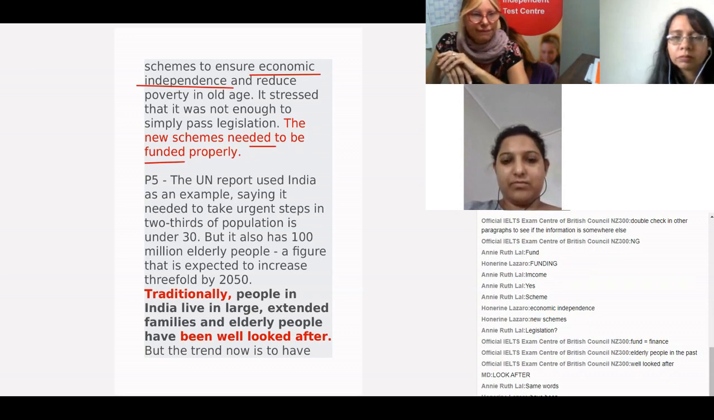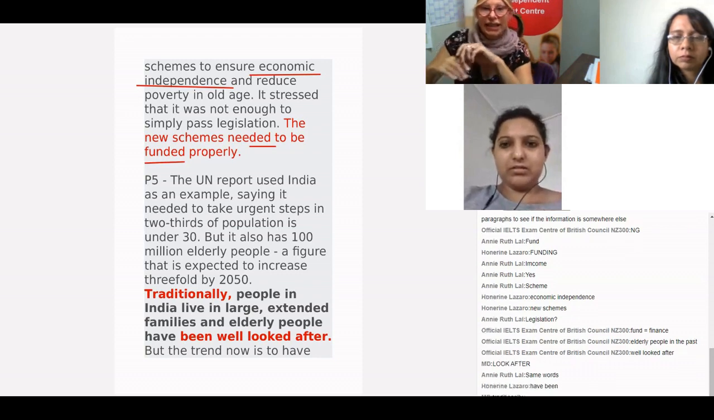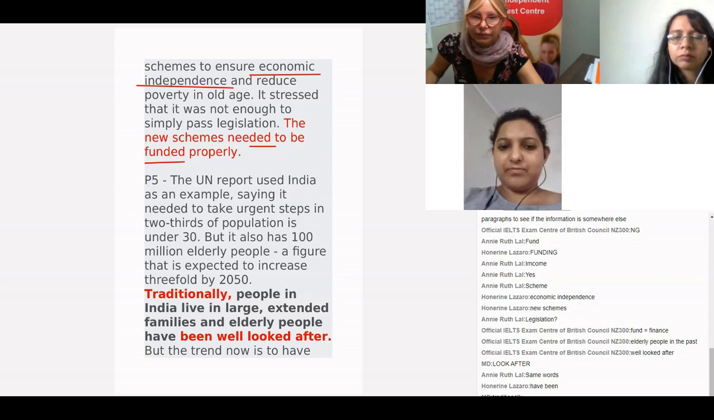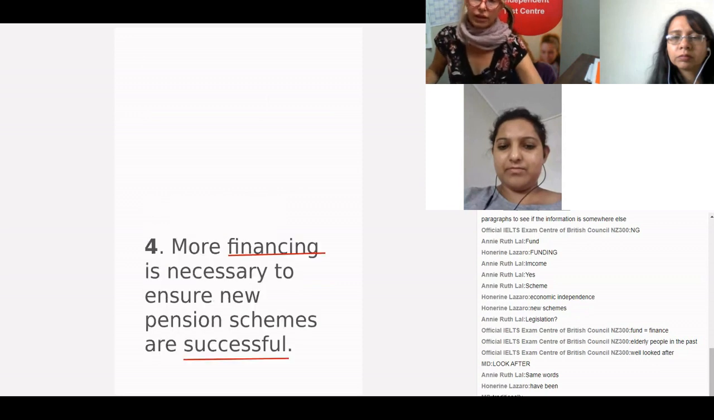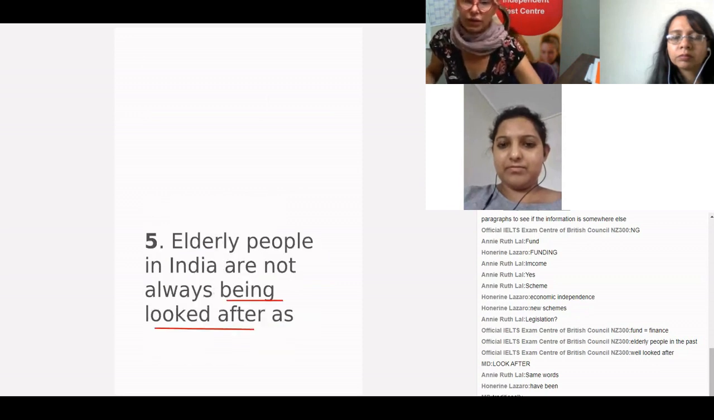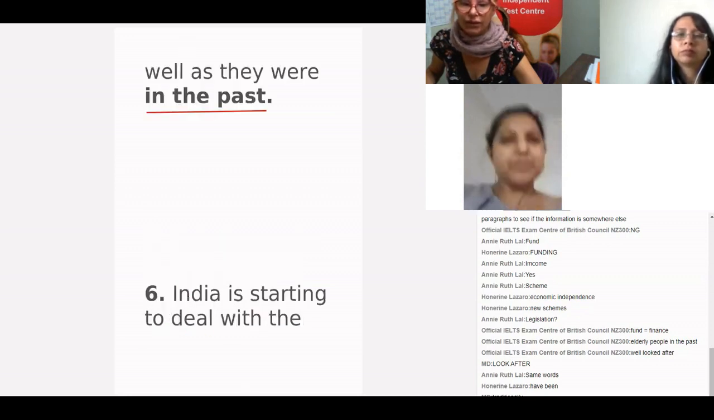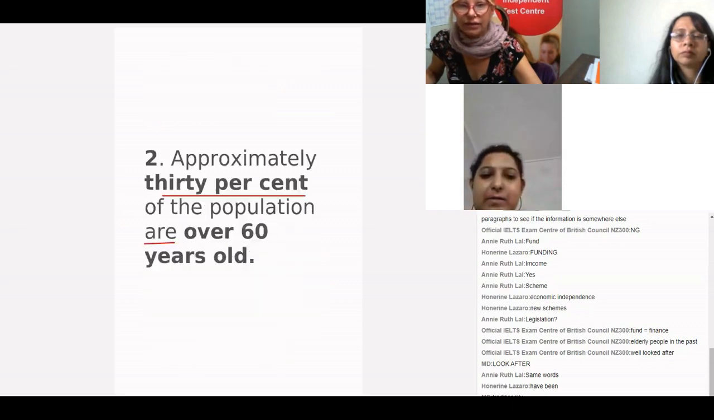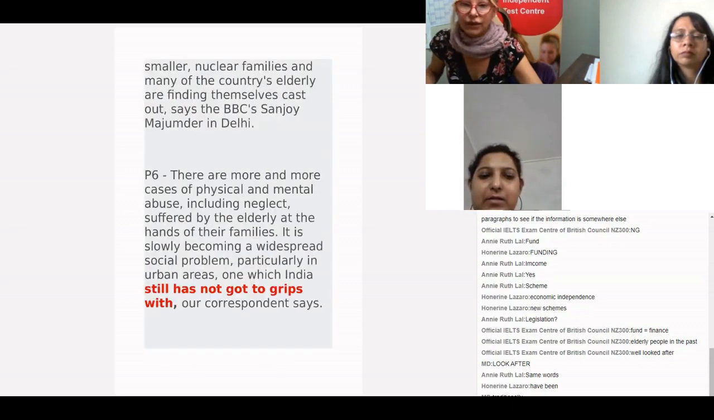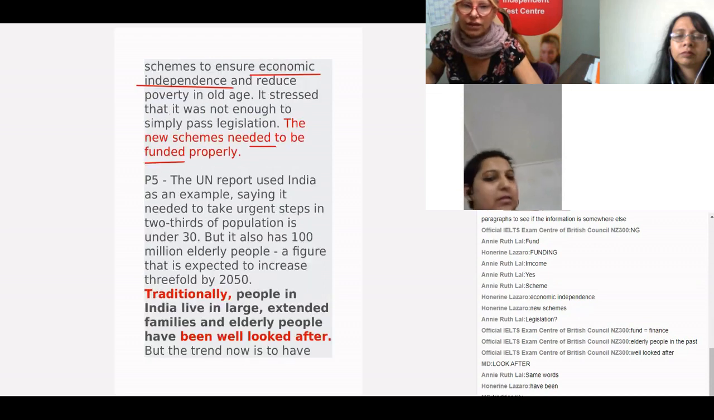And there's one more word. Traditionally? Says about the past? Good. Traditionally. Okay, well done. So if we look at our statement again. Elderly people in India are not always being looked after as well as they were in the past. Okay, so we've found our information. Now we just have to double check that our statement is true or false.